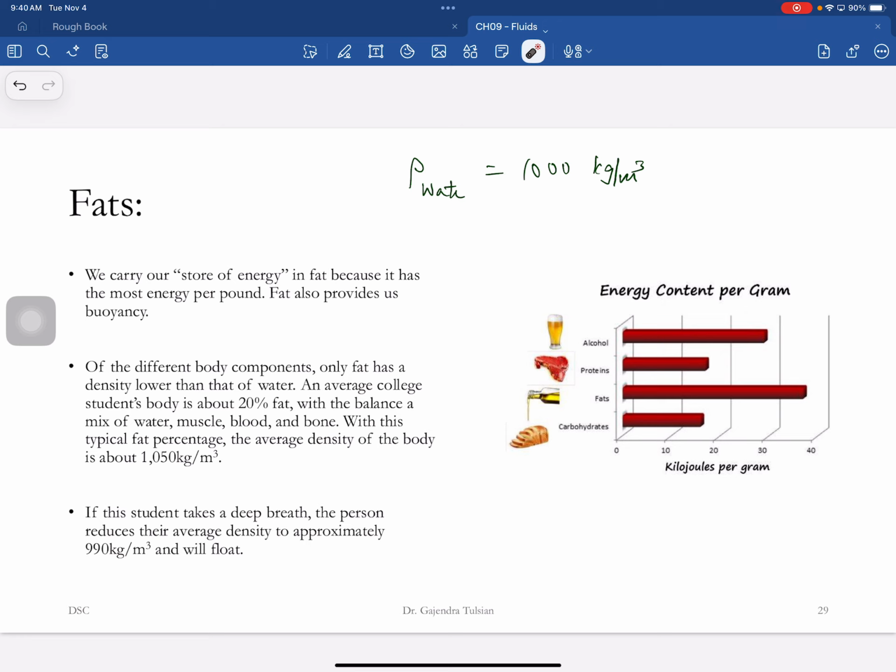Okay, so by the way, if you take a deep breath, you fill your lungs with air, and you reduce your average density, and you would reduce your density to 990 kg per meter cube, which would be less than the density of water, and you would float. Okay.